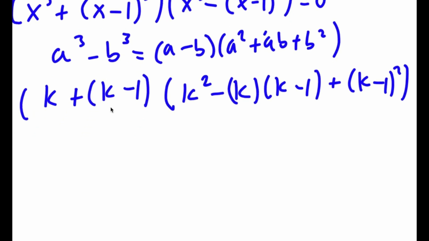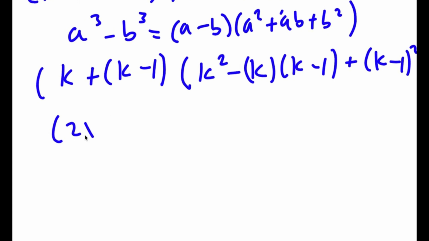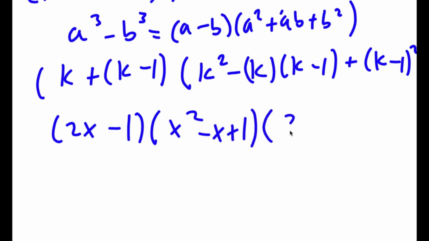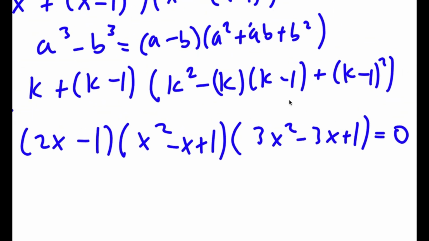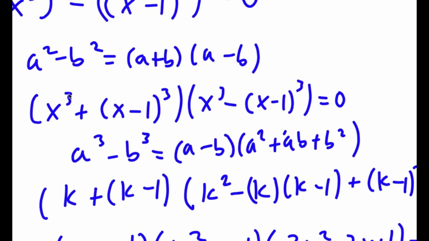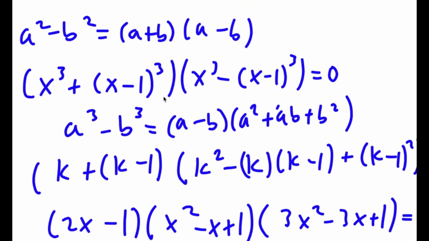So this simplifies to (2x minus 1) times (x squared minus x plus 1) times (3x squared minus 3x plus 1) is equal to 0. Because we also added in, remember, we also have x to the power of 3 plus (x minus 1) to the power of 3.